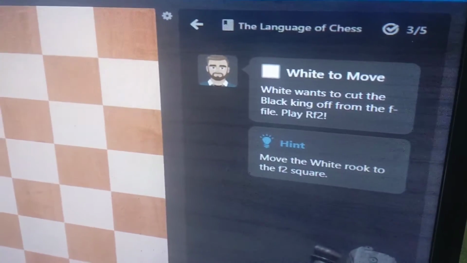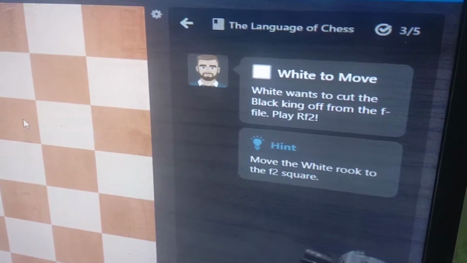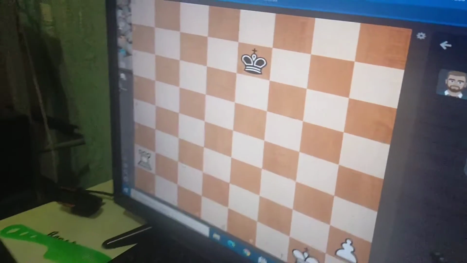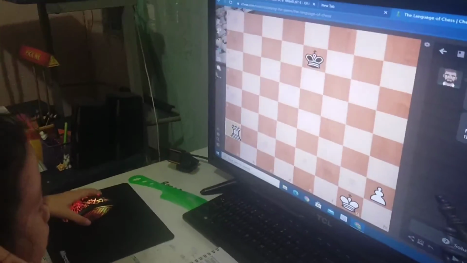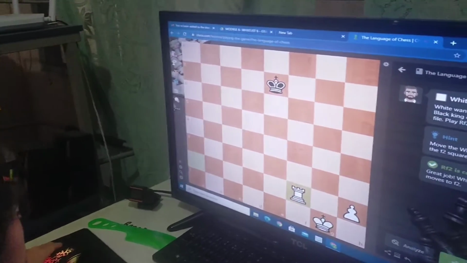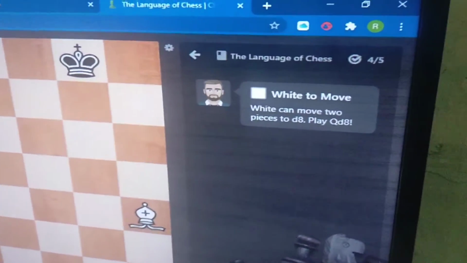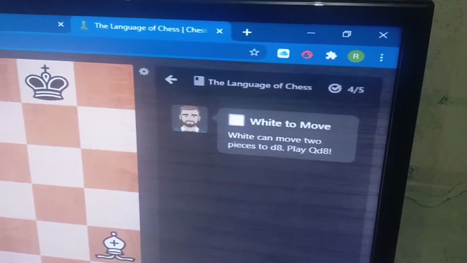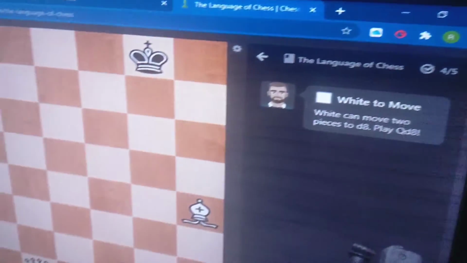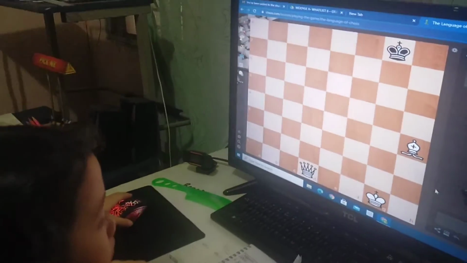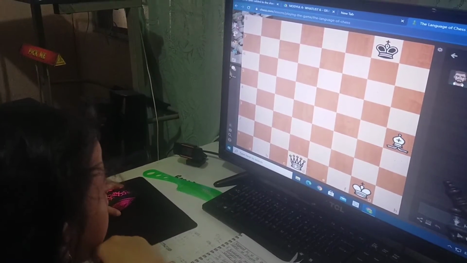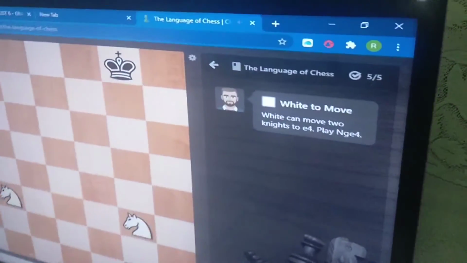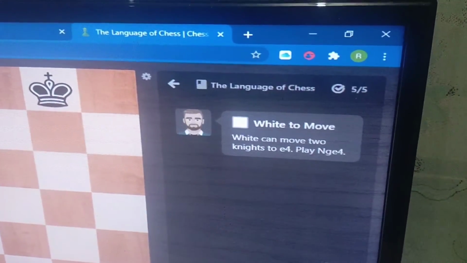White wants to cut the black king off from F file, from F2. Hint, move white rook to F2 square. Correct. Next. White can move 2 piece on D8. Play Queen D8. Oh. Ipi-play mo daw yung queen sa D8 square. Alright. Next. White can move 2 knights on E4.